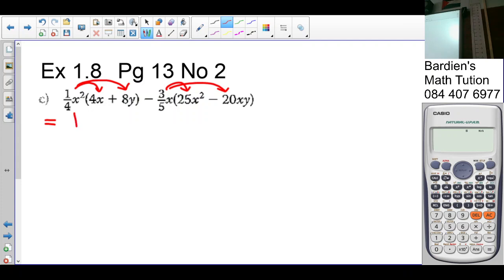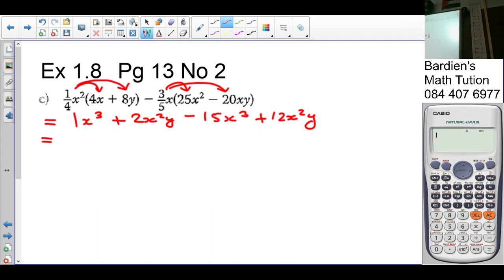X squared times x is going to be x cubed. A quarter x squared times 8y is going to be 2x squared y. Negative 3 over 5x multiplied by 25x squared will be negative 15x cubed. Negative 3 over 5x times negative 20xy is going to be positive 12x squared y. If you don't know how to work the fractions out in your head, use the calculator. Okay?